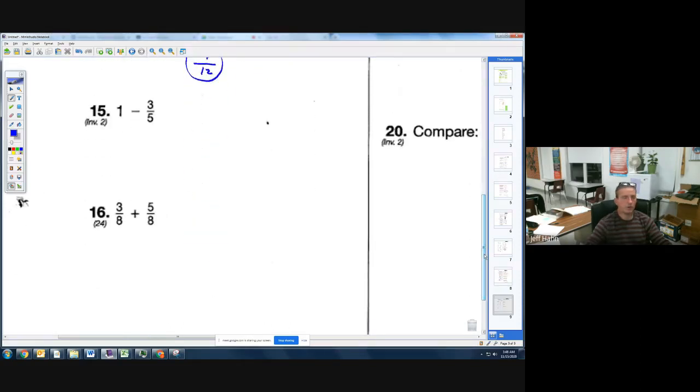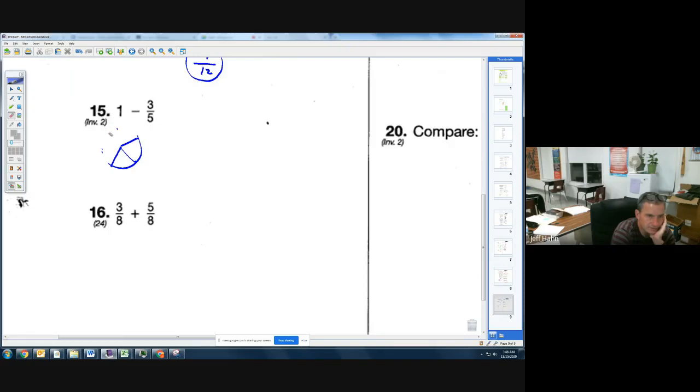Problem number 15. 1 minus 3/5. A couple ways we can do this. I think they want you to take out your fraction circles. If you had a whole thing and this circle was cut into fifths and you took 3 of them away, I am removing 1, 2, 3. I could actually erase them. How about that? Would that make your life better? I take away 3 of them. What am I left with?